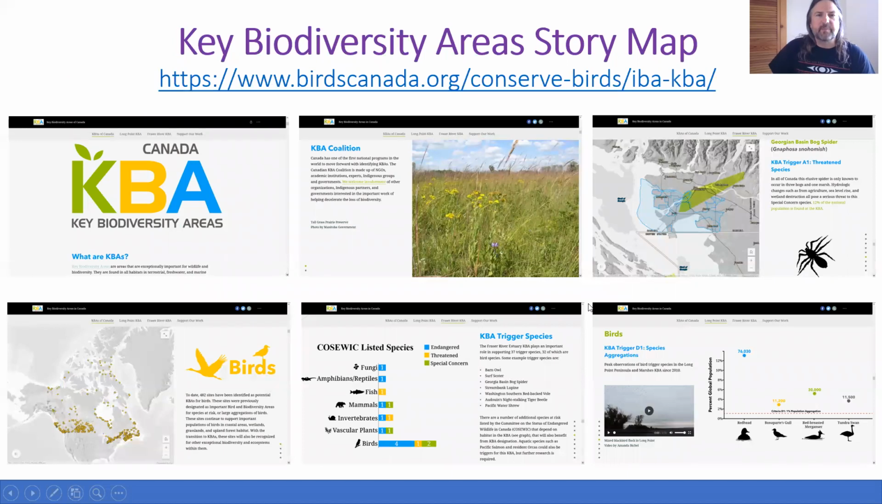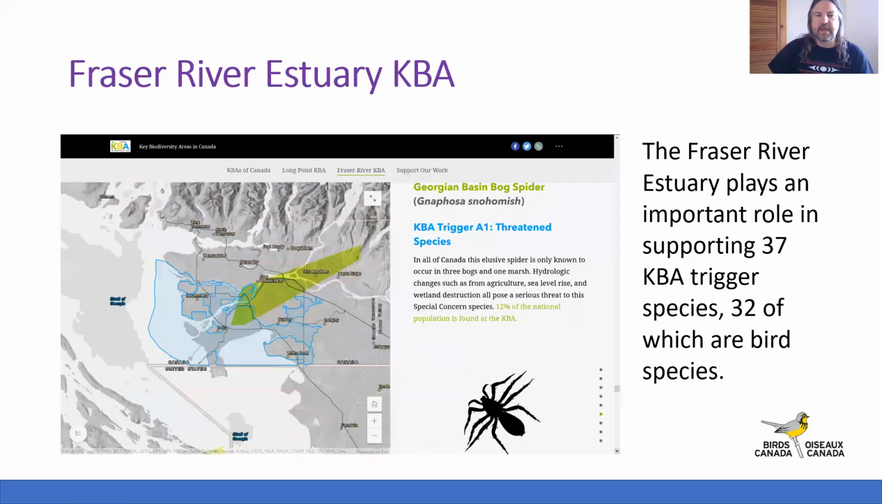The second story map concerns the key biodiversity areas of Canada. This is an effort to identify the country's most important places for biodiversity. And so this is a very rich story map as well, containing graphs and maps and text descriptions of a couple of sites. And one of them is present within the Salish Sea, which is the Fraser River Estuary KBA.